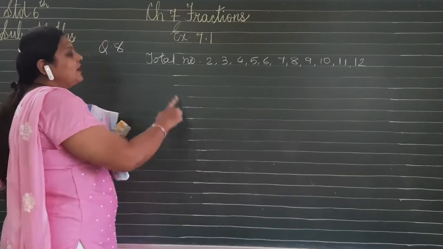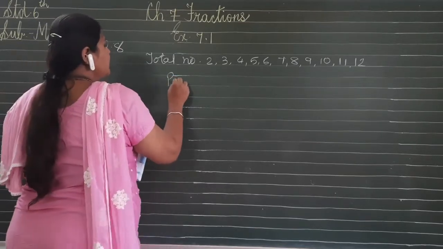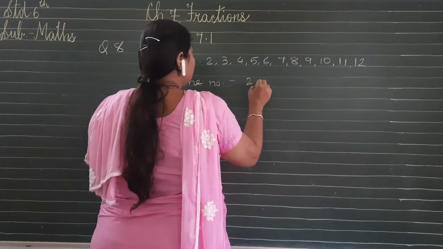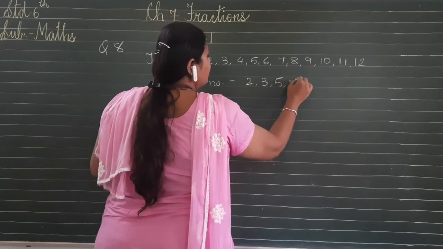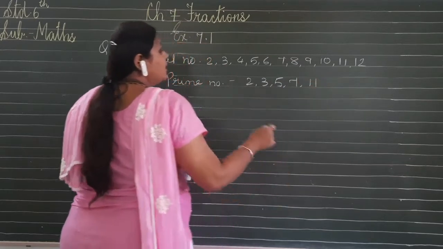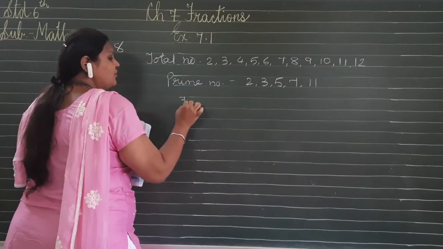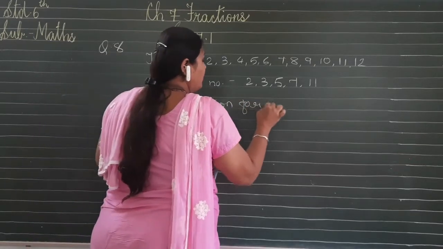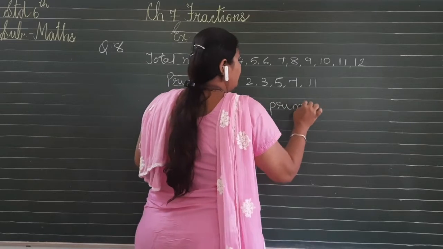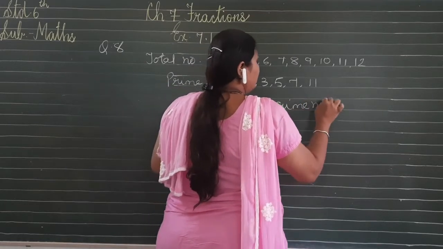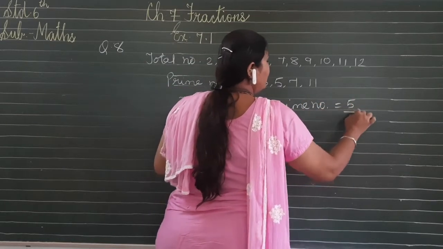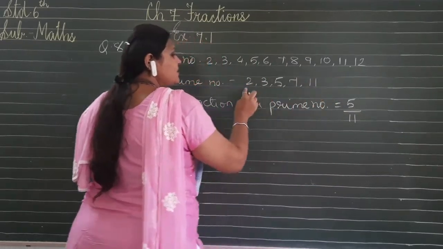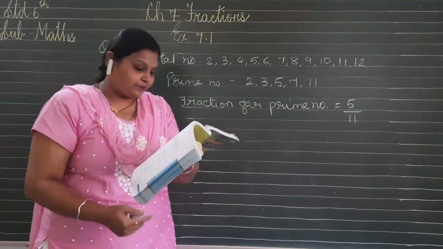Out of that we have to find out prime numbers. So prime numbers are 2, 3, 5, 7 and 11. We have to find out the fraction for prime numbers. So the fraction for prime numbers is equal to 5/11. Total prime numbers are 5, total numbers are 11. Out of that 5 numbers are prime.